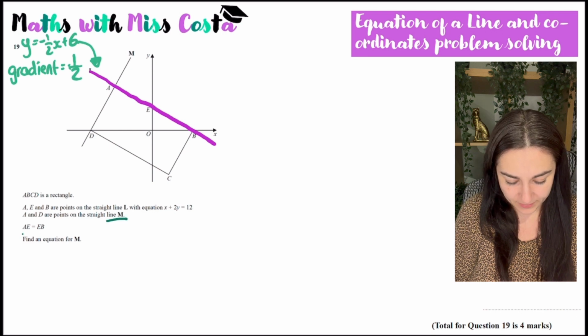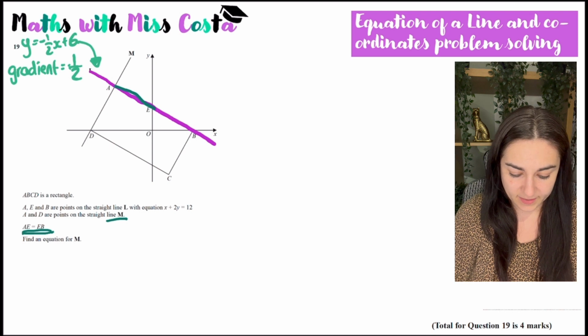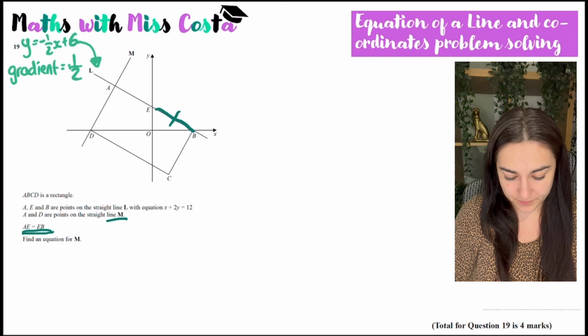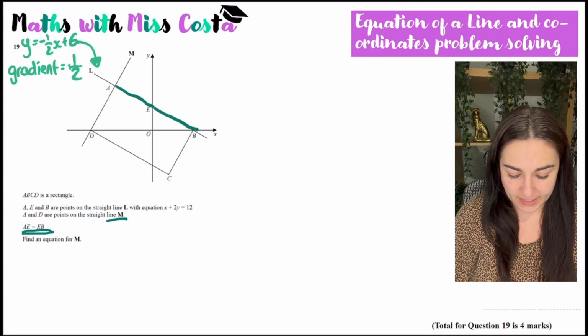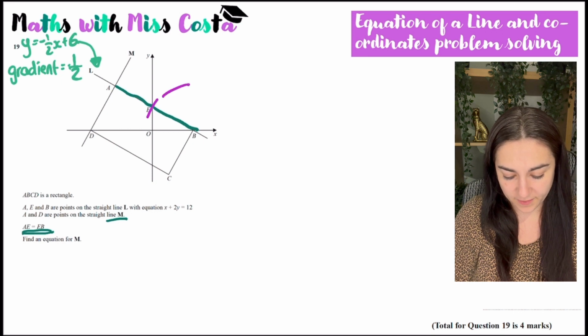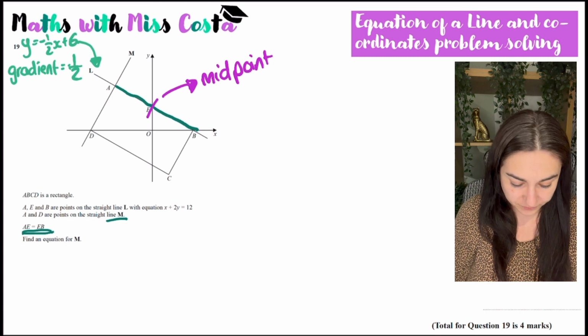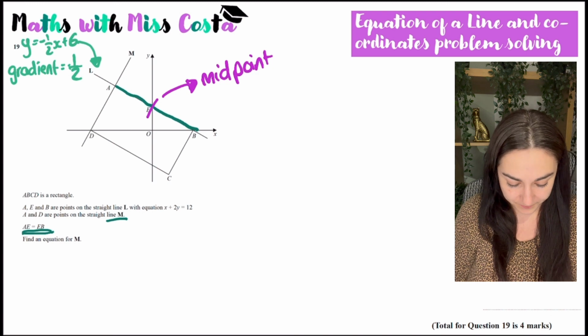A and B are points on the straight line M, and that AE equals EB. So this length here is equal to this length here. So essentially, if AE equals EB, then that must mean that this is the midpoint, because they were equal, and this must be the halfway point. So I know that is the midpoint of this line.